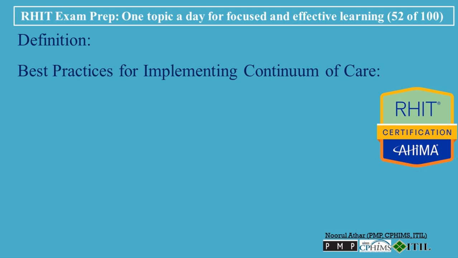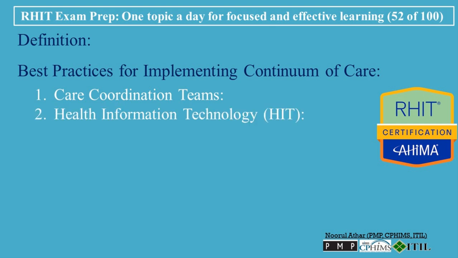Best practices for implementing continuum of care. 1. Care coordination teams. Implementing care coordination teams that include primary care providers, specialists, case managers, and social workers ensures that patients receive well-coordinated care. These teams work together to develop comprehensive care plans and support patients as they transition between different care settings.